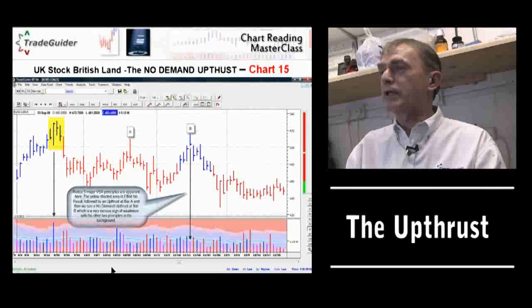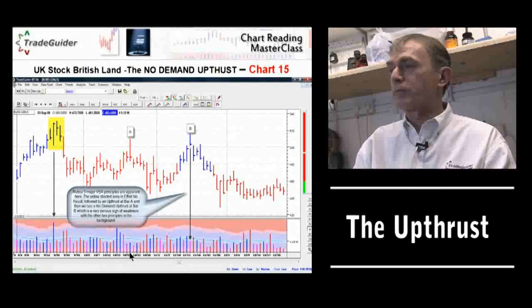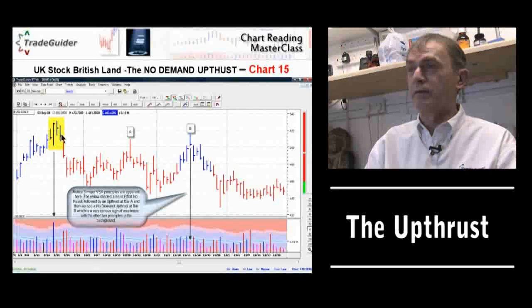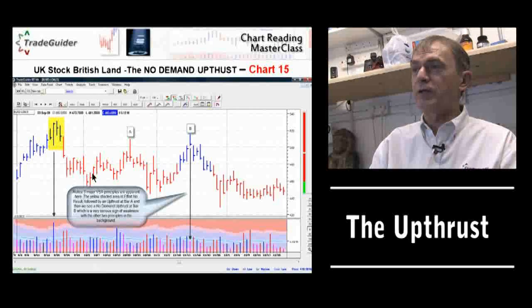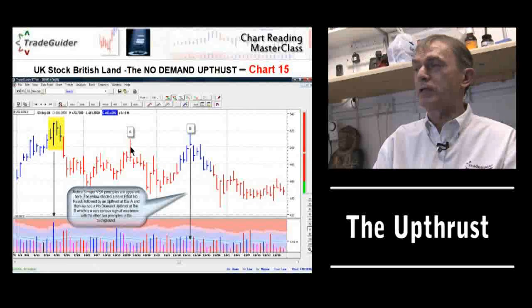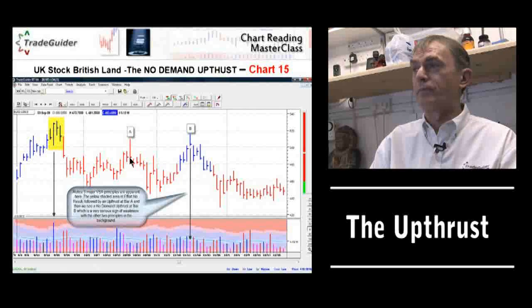Yes, they are. What's actually happened there is that the professionals have done their selling back in the yellow area. The herd have done their buying. And then when you get to A, there's no more buying orders left from the herd.